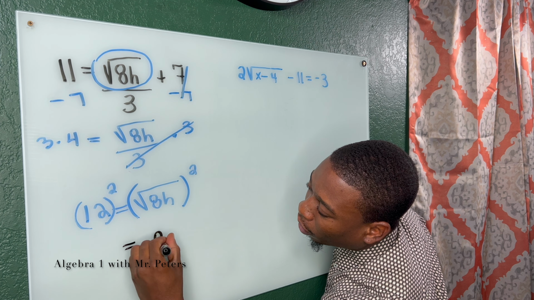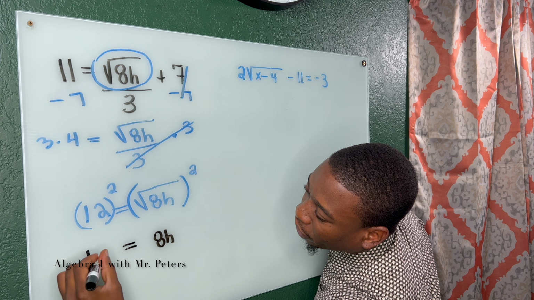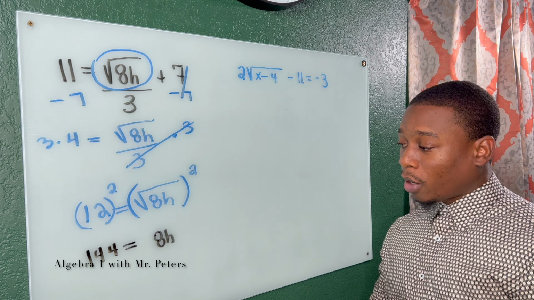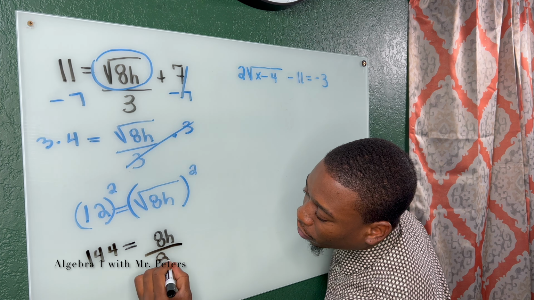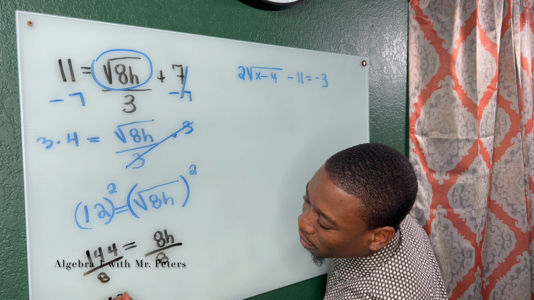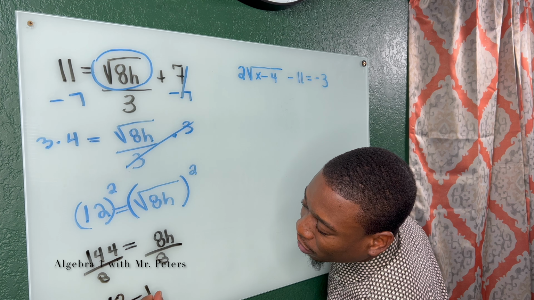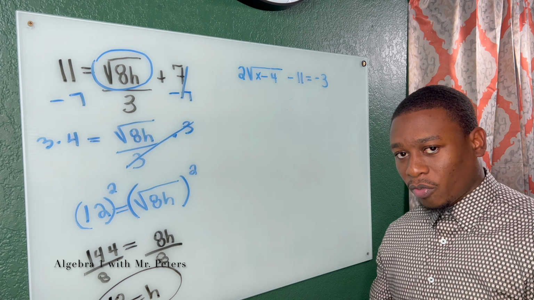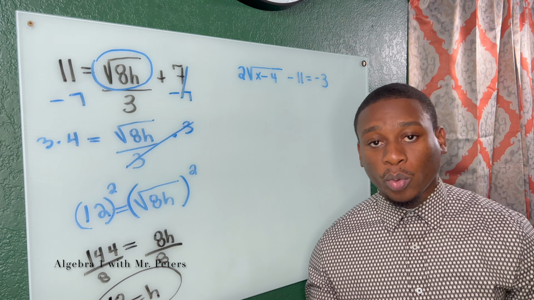So going back to our original problem, once we now square both sides, my radical is going to be gone on this side. And now we're here, 12 squared is 144. Now, we know to solve, we're just going to divide by 8. And 144 divided by 8, if I'm not mistaken, is going to give us an answer of 18. So when we're talking about solving radical equations, guys, this is how we would do it.